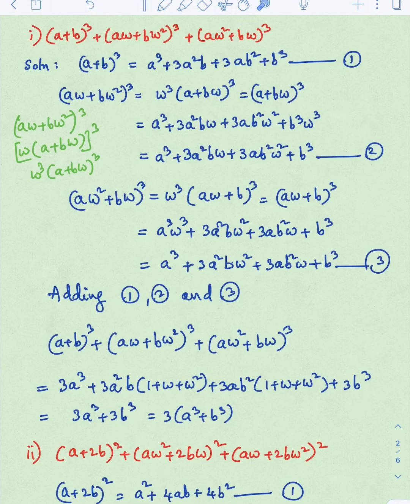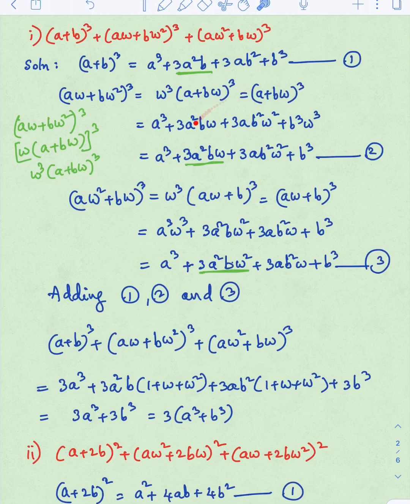Next, what did I do? Go to 1, 2, 3 and check. Here I have taken 3a square b common. So I will underline where 3a square b is in the first one, in the second one, in the third one. And what are you observing here? When we take 3a square b common, in the first equation only 1 remains. In the second equation, omega remains. In the third equation, omega square. So when you take 3a square b common, you get 1 plus omega plus omega square in it.